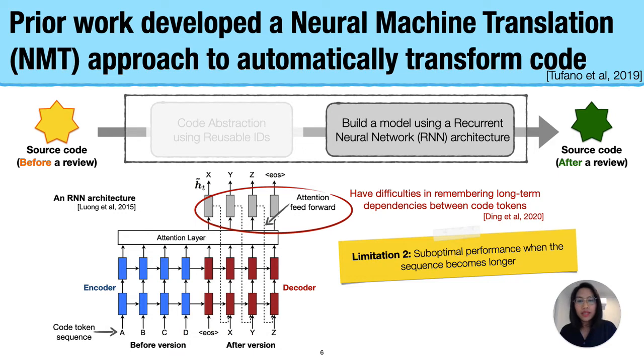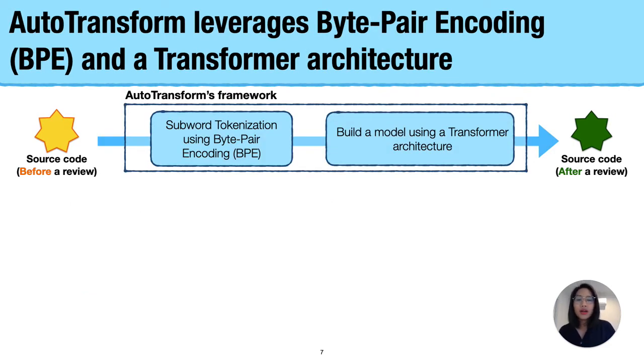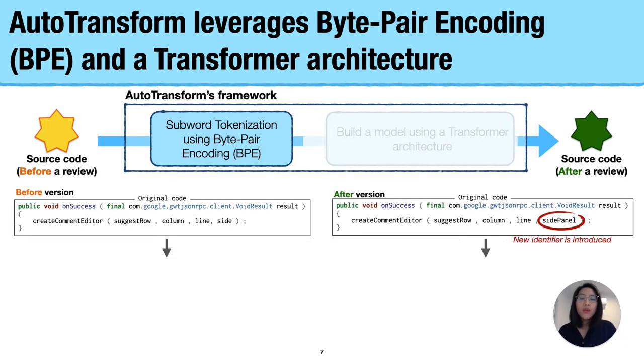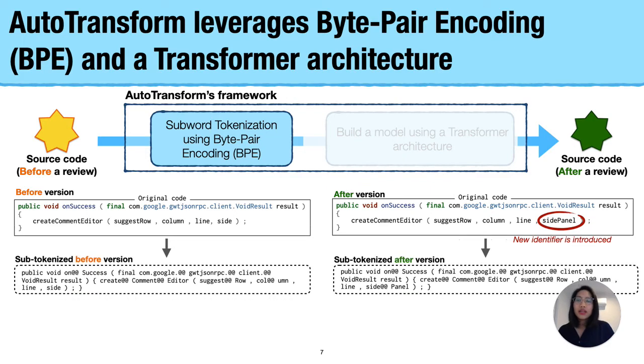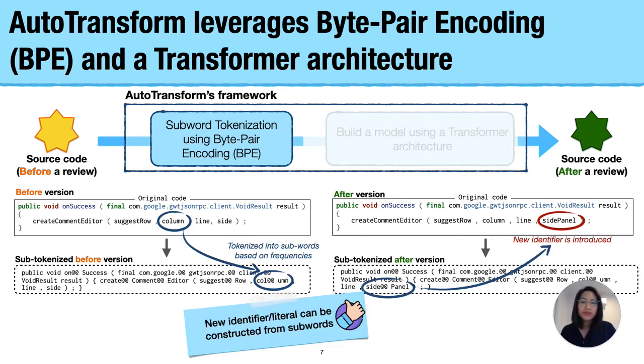Based on these two limitations, we propose a new framework called AutoTransform, which leverages Byte-Pair Encoding and the state-of-the-art architecture called Transformer. With BPE, we can address the limitation when a new identifier is introduced. Instead of using IDs, BPE tokenizes a code token, which is an identifier or literal, into subwords based on the frequency of occurrence. Then from these subwords, a new identifier or literal can be constructed.